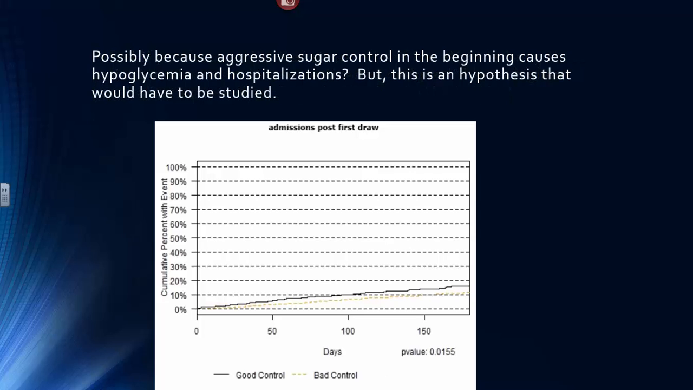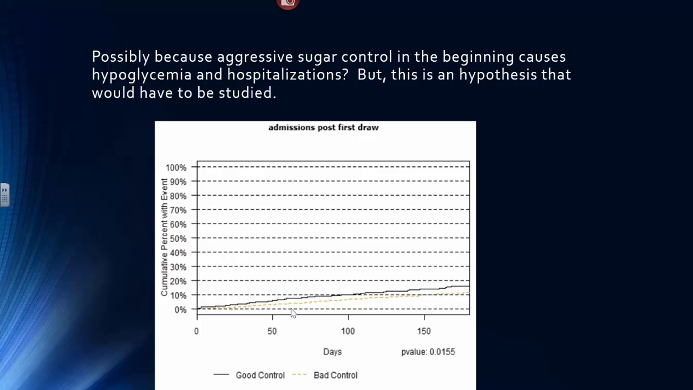Now, why do you think that is? Why do you think that as we're getting people under better control, they actually have a higher hospitalization rate at first? Well, you can think it through. It could be that people are being aggressively treated with insulin and other drugs, causing hypoglycemia. That's causing their sugars to drop, and that's causing them to be hospitalized. Ultimately, they may be brought under good control, and then they have a lower hospitalization rate. But in the beginning, during that early management phase, they seem to be coming in at a faster rate.